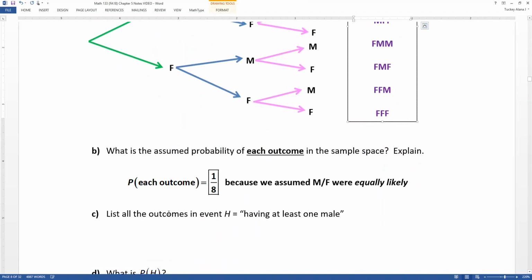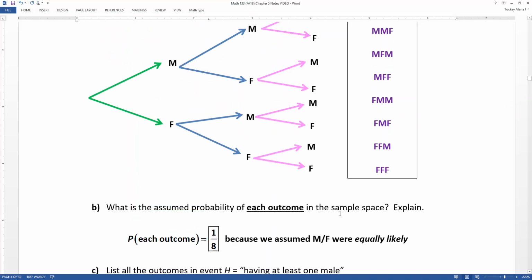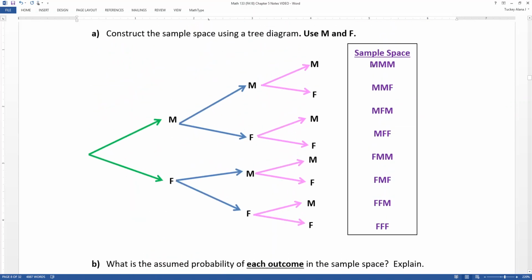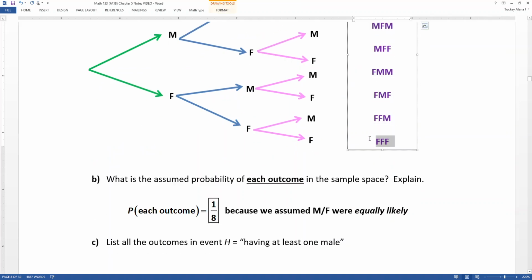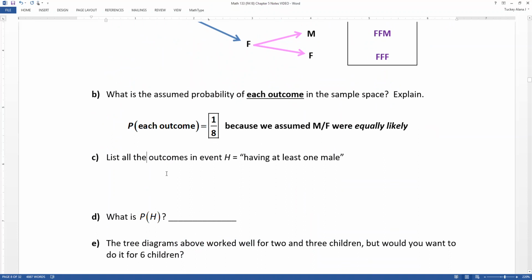All right. Now, what are the outcomes in event H, having at least one male? If you have at least one male, that's MMM, there's at least one male in there. MMF, there's at least one male in there, and so on. MFF, there's at least one male in there, namely the first one, and so on and so on. All of them have at least one male except for FFF. That'll be an important idea later on in another section.